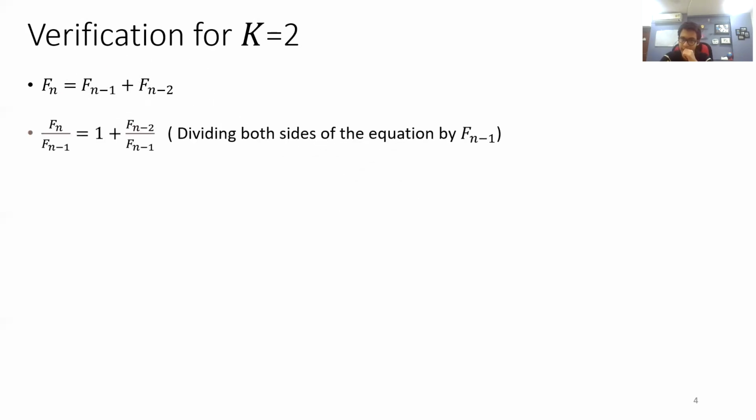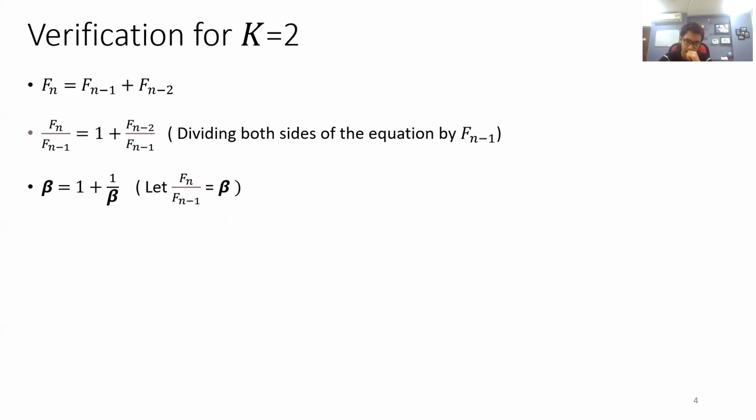Dividing both sides by Fn minus 1, we obtain Fn by Fn minus 1 equals 1 plus Fn minus 2 by Fn minus 1. Now letting Fn over Fn minus 1 equal beta and assuming that at infinity the ratio is constant no matter how many steps you go forward or backward, we get beta equals 1 plus 1 over beta. Since if we had Fn minus 1 over Fn minus 2, we would have beta. Therefore, Fn minus 2 over Fn minus 1 is 1 over beta.